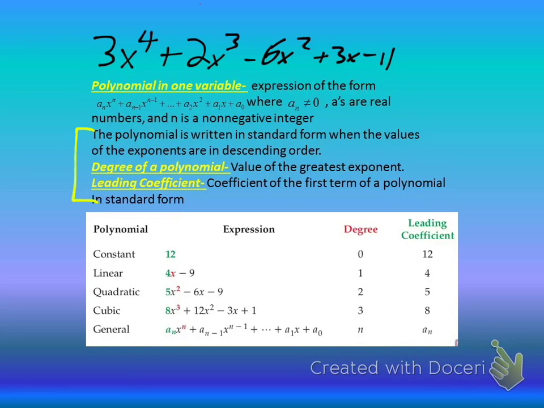Your second definition is called leading coefficient. The leading coefficient is the coefficient, and these are all coefficients, yes, everybody? The 3, the 2, the -6, the 3, the -11. Everybody either know that or just learn that. The leading coefficient is the coefficient of the first term of a polynomial in standard form.